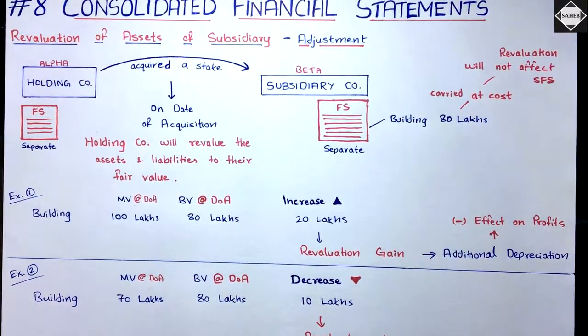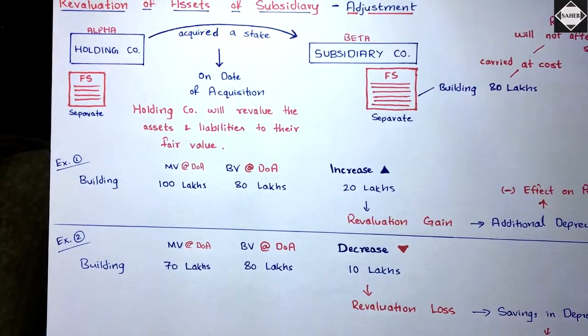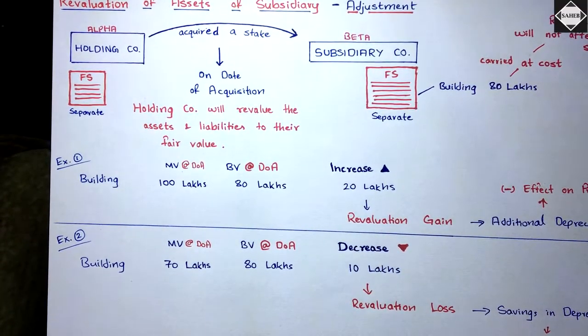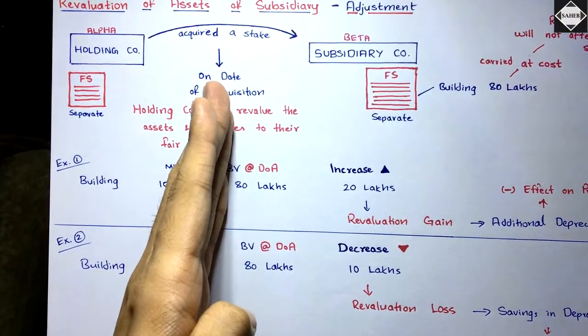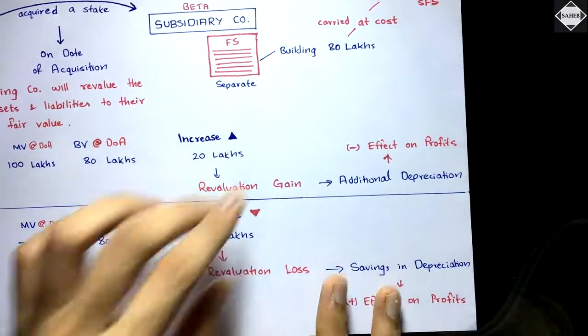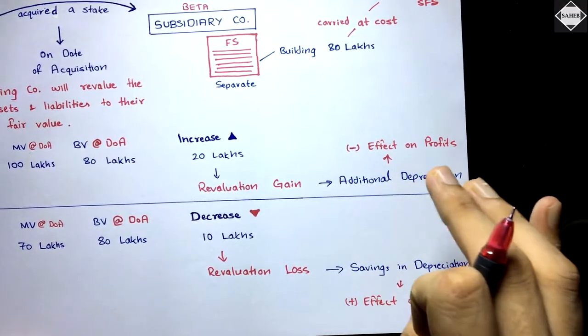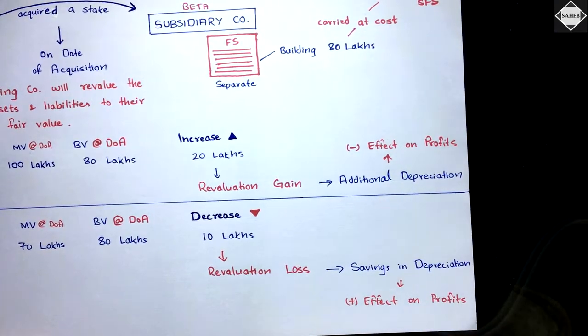The logic is very simple. These things accrued previous to the date of acquisition. We calculated the market value on the date of acquisition, but the accrual happened previously. So these will be adjusted in pre-acquisition profits and these will be adjusted in post-acquisition profit and loss. Okay, so this is what we have to do.